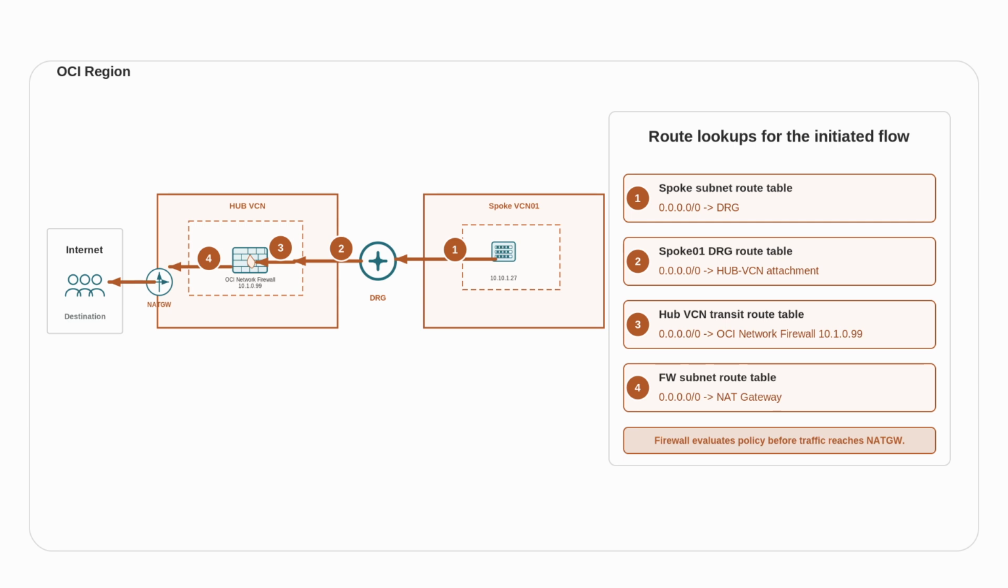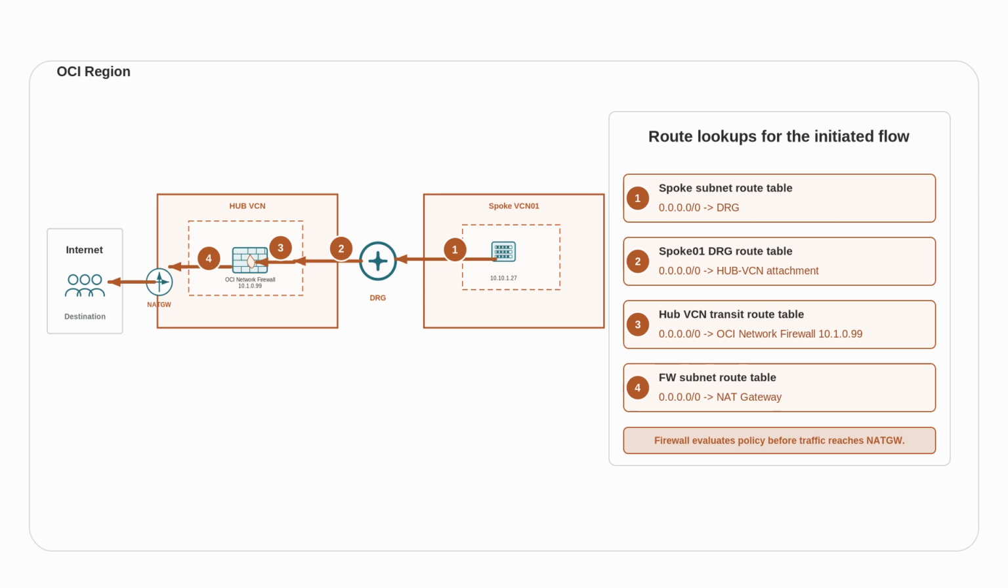Now, let's follow one connection. On the outbound slide, step 1 starts in the spoke VCN01. The private subnet route table sends the default route to the DRG. Step 2 is the DRG decision. Traffic entering from the spoke attachment is forwarded to the hub attachment.